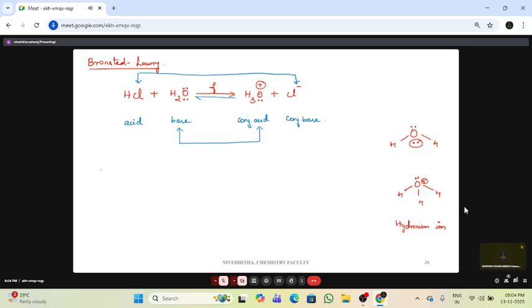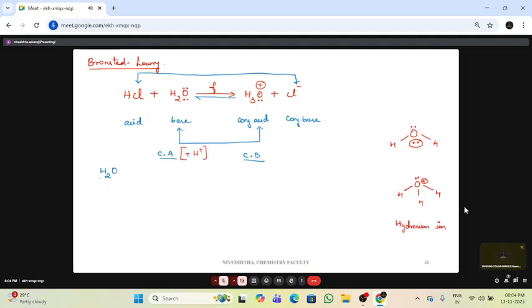Listen here. H2O is my compound. They may ask you to write the conjugate acid of this compound or the conjugate base of this compound. What is an acid? An acid is something which donates its H plus. Basically, an acid should have H plus ions. So whenever they're asking for a conjugate acid, please remember that you have to add one H plus ion.